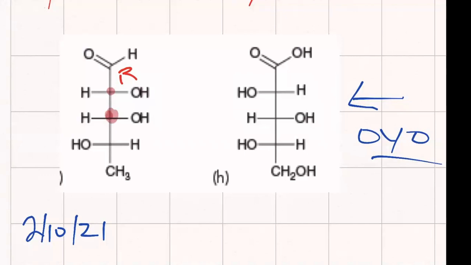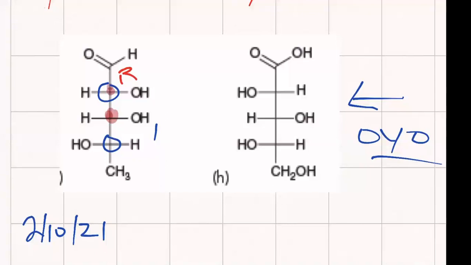Wouldn't it be the OH? Yes, that's one. And then for two, it's either going to be this one or this carbon. Are you following? Now, how do we determine that? We're looking for the second priority group. It's going to be one of the two blue circle carbons.